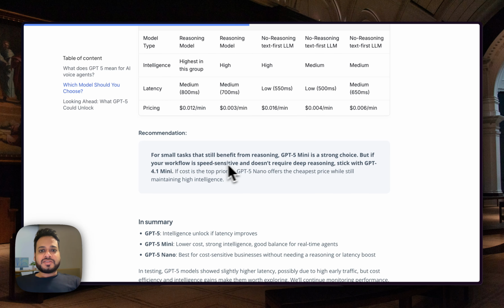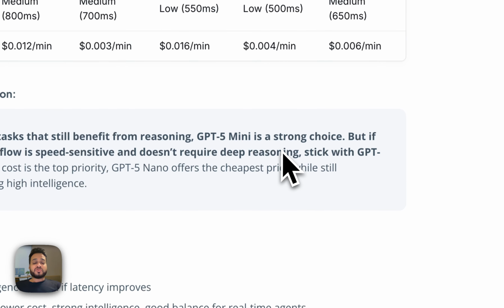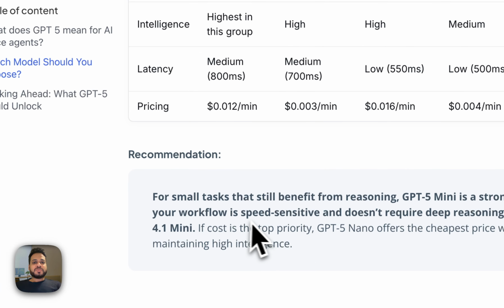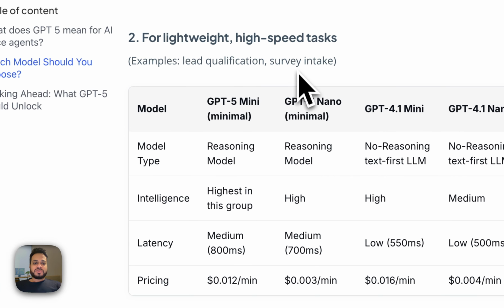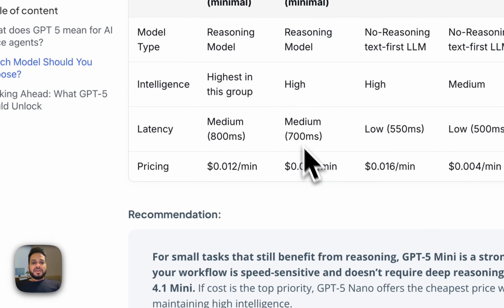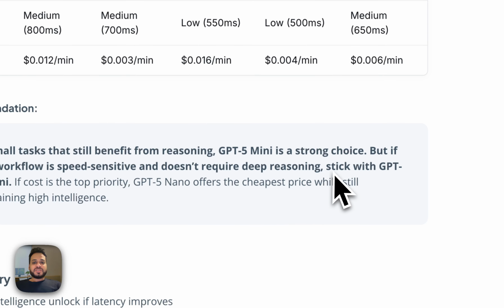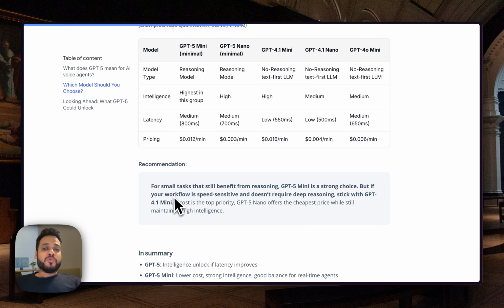For small tasks like this that still benefit from reasoning, GPT-5 Mini is a strong choice. But if your workflow is speed sensitive, which it always is when it comes to lead qualification or surveys or something like that, and doesn't require deep reasoning, stick with GPT 4.1 Mini.